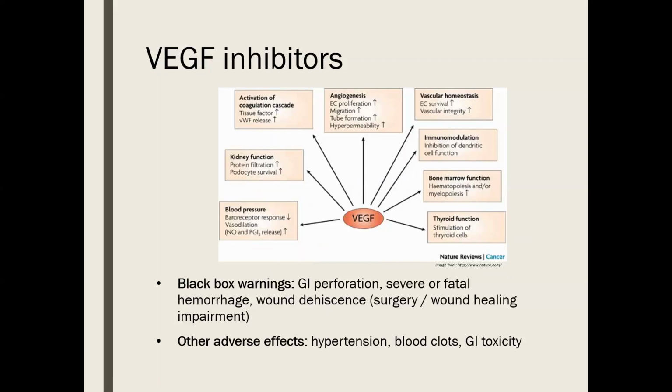When you look at just the black box warnings for VEGF inhibitors, including bevacizumab, they include GI perforation, severe or fatal wound dehiscence, and hemorrhages. Particularly for surgery and wound healing impairment, this is a class of medications where you want to understand when the last dose was, ensuring that you're within a safe window to avoid issues with surgeries and wound dehiscences. Other toxicities, again tying well with what VEGF affects, include hypertension, blood clots, GI toxicity, as well as renal issues and things like proteinuria.